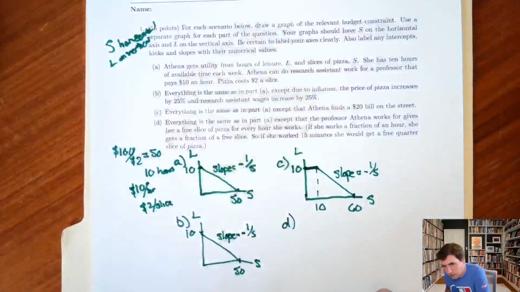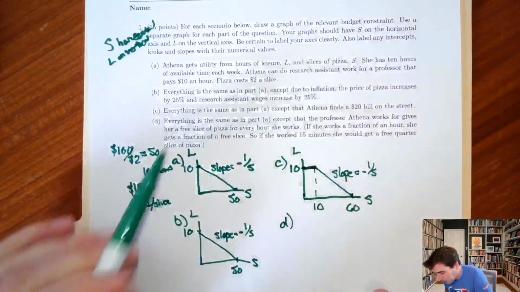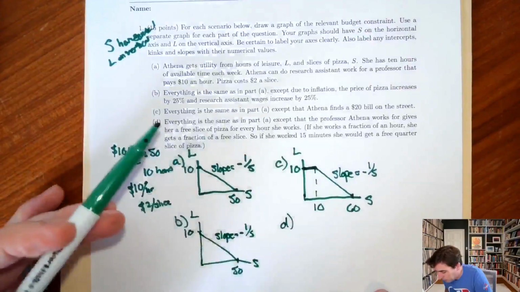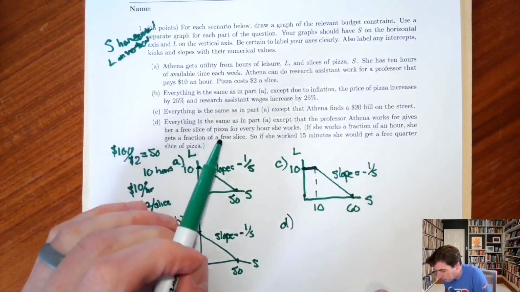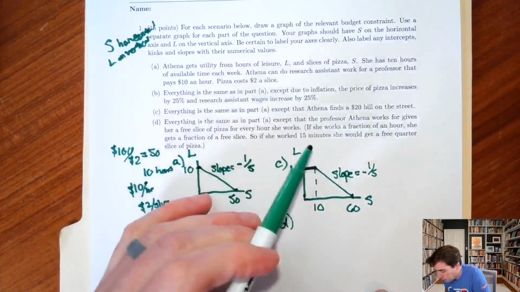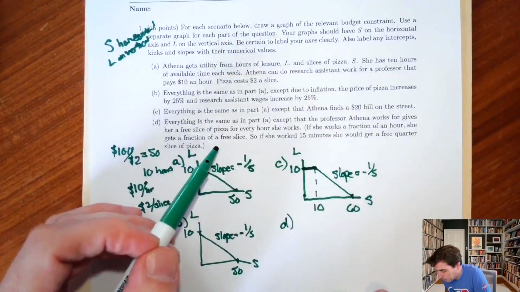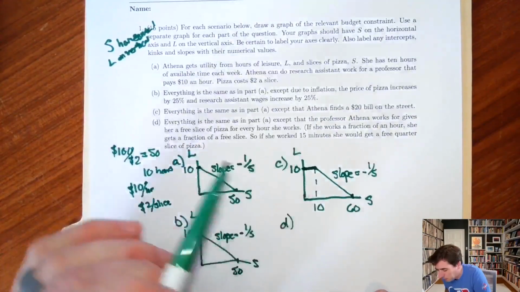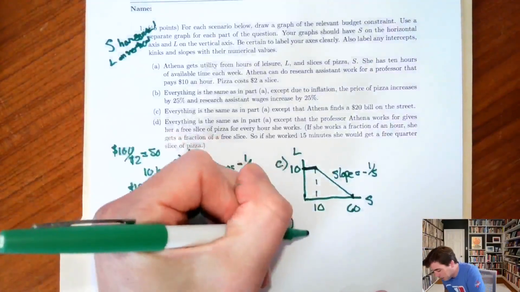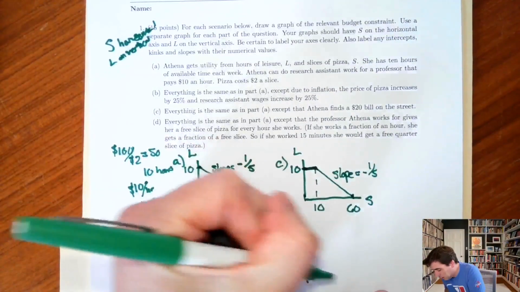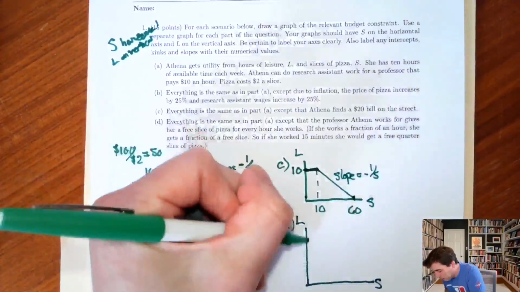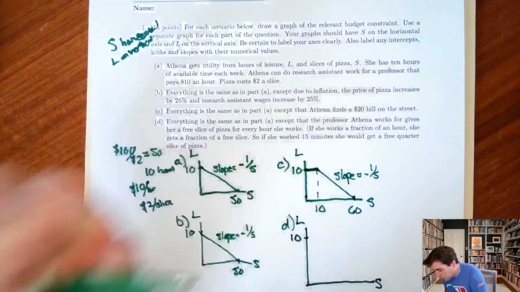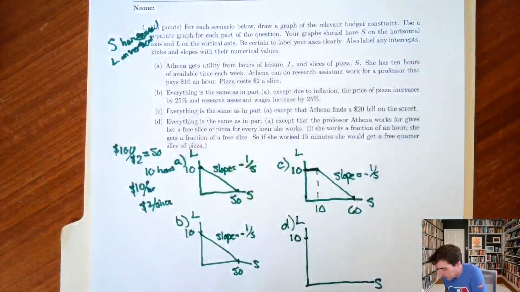All right, last but not least here, part D. Once again, everything is the same as part A, but the professor gives her a free slice of pizza for every hour she works. If she works a fraction of an hour, she gets a fraction of a slice of pizza. So if she worked 15 minutes, she'll get a free quarter slice of pizza. This sounds a bit more complicated. Still, if she doesn't work at all, she gets 10 hours of leisure.